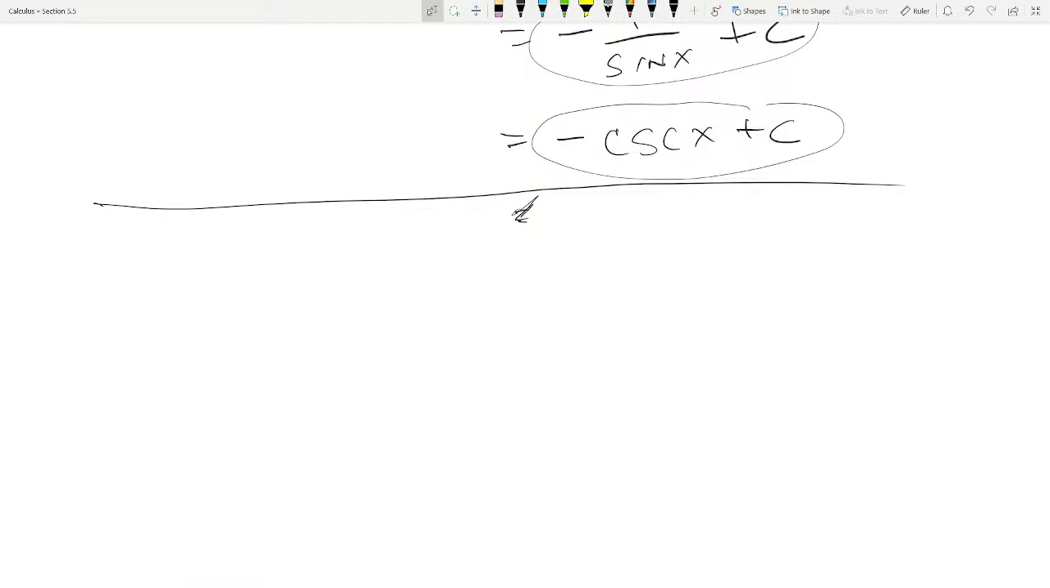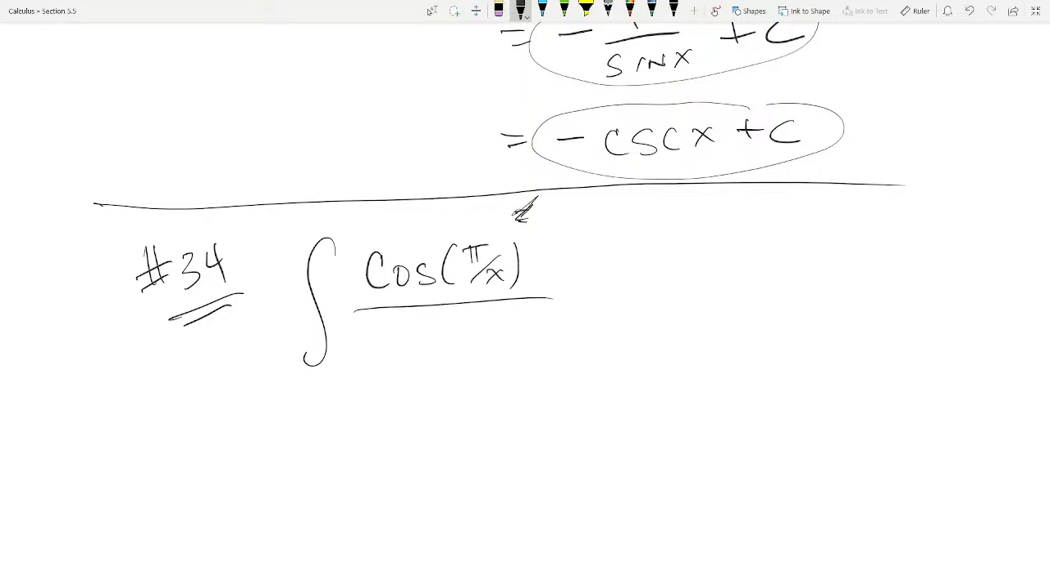Let's do one more, and then that's it. Number 34. The integral of cosine of pi over x over x squared. Once you start to learn to build these things, you can almost guess what it has to be. And I'm going to guess for you. Because I see this inside the cosine, and I'm really hoping I can just make it cosine u, then I better have the derivative of that.